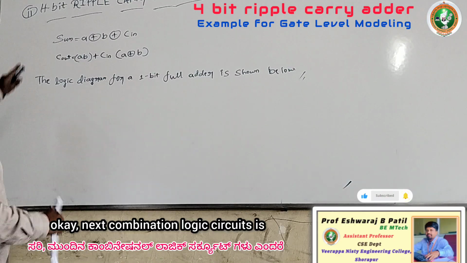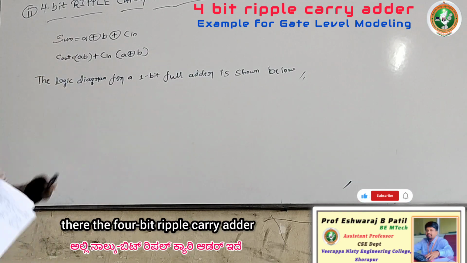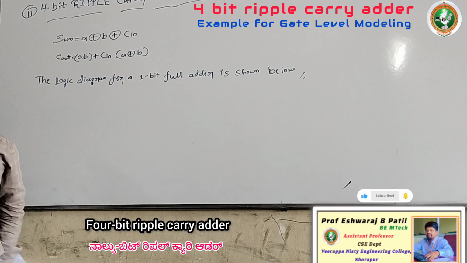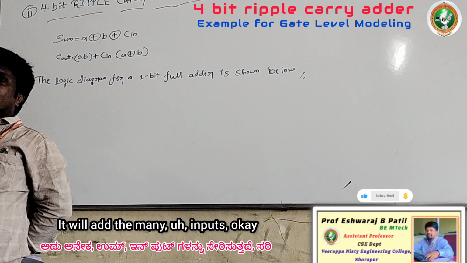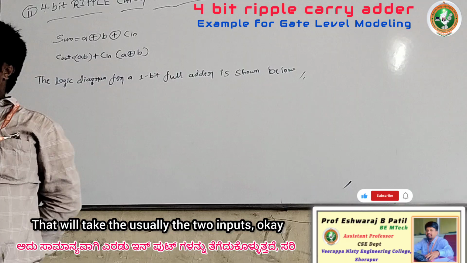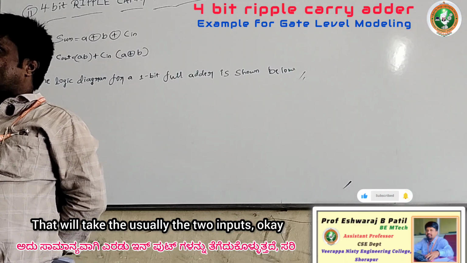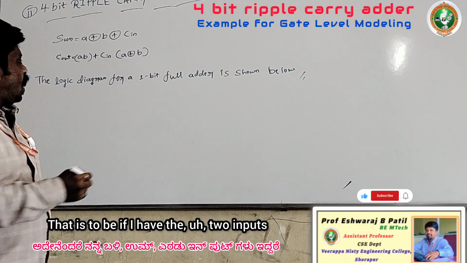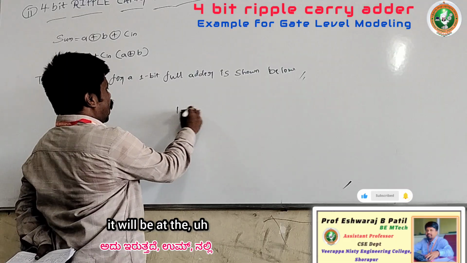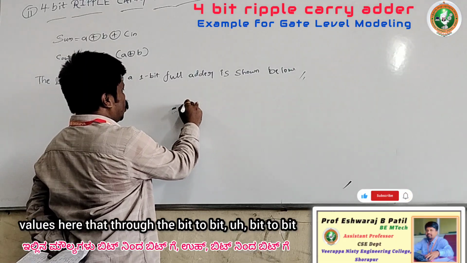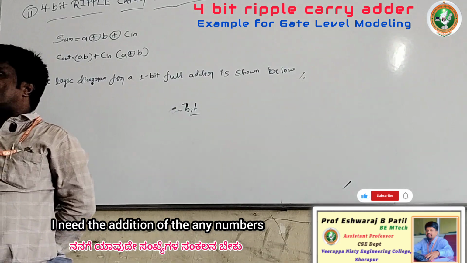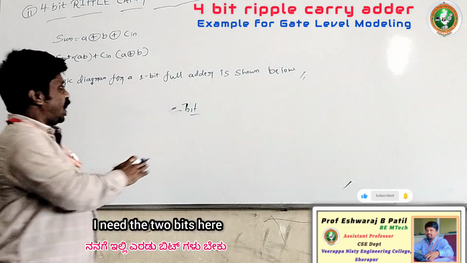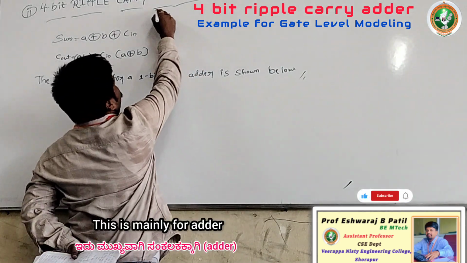Okay, next in combinational logic circuits is the 4-bit ripple carry adder. Adder means it will add the inputs. It usually takes two inputs and adds the values bit to bit, 1 bit or 2 bits. I need the addition of any numbers. I need the 2 bits here. This is mainly for the adder.